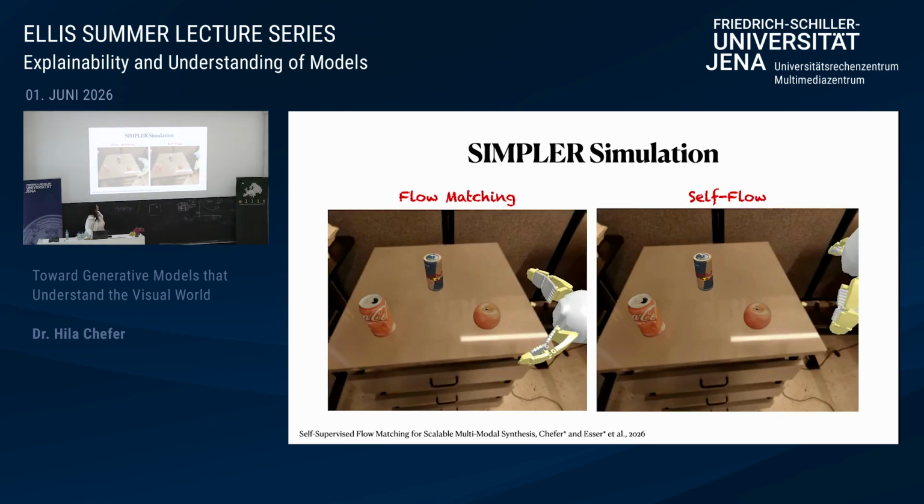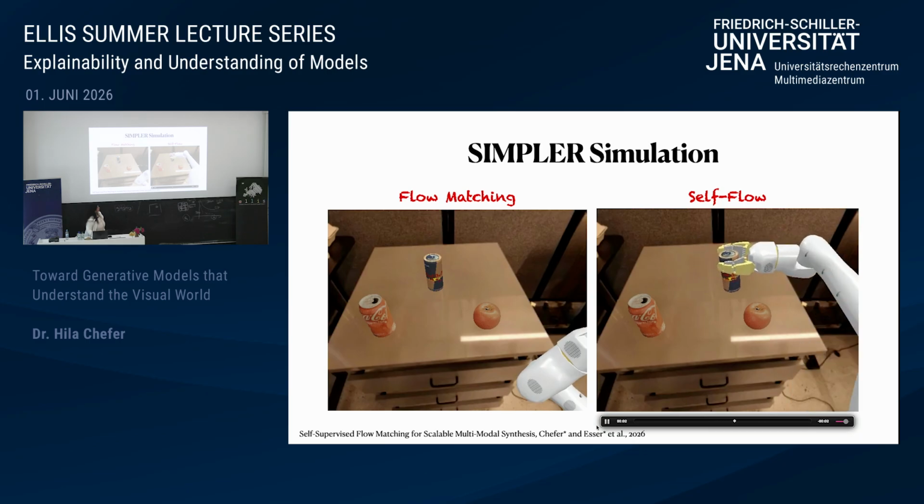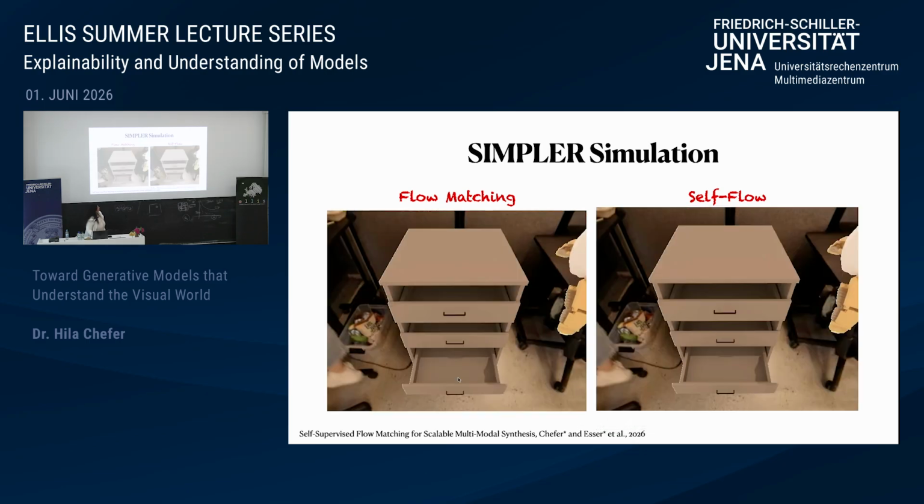Let's take a look at what this looks like. This is flow matching. It's a simulation. So we take our 7 predicted actions and just simulate them on the robotic arm. So the robotic arm is supposed to take the can and bring it near. So this is flow matching, and this is self-flow. And here it's supposed to close the drawer. This is flow matching, and this is self-flow. So it looks like we didn't only create a model that is better at generating things, it's also better at downstream tasks. So these representations are more robust, just stronger.